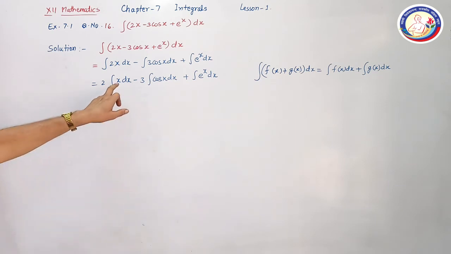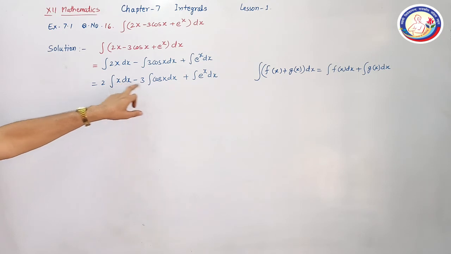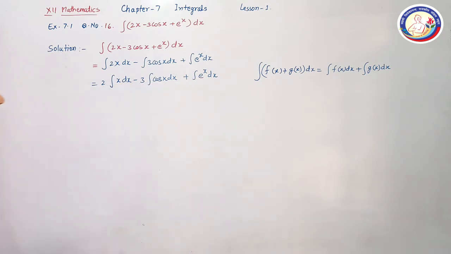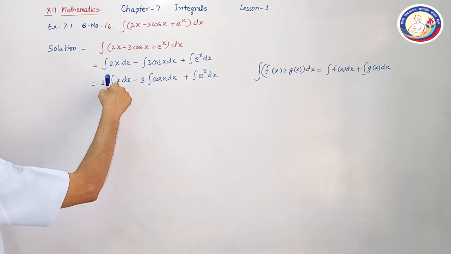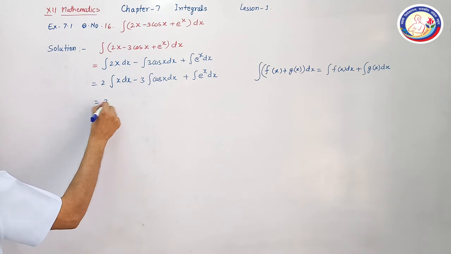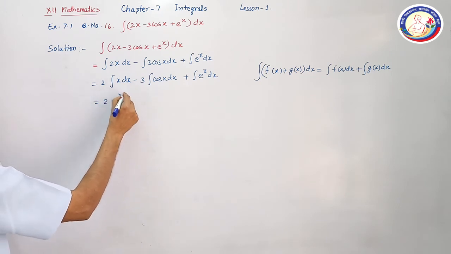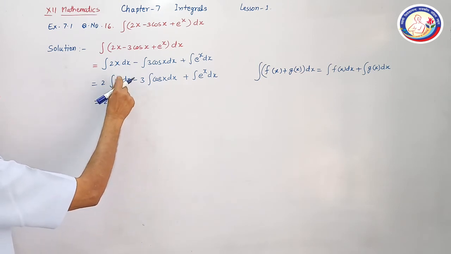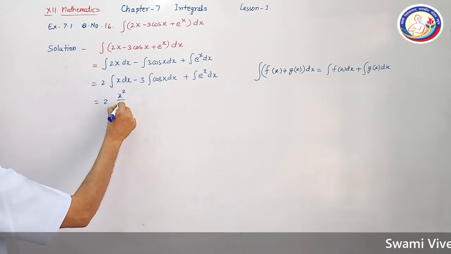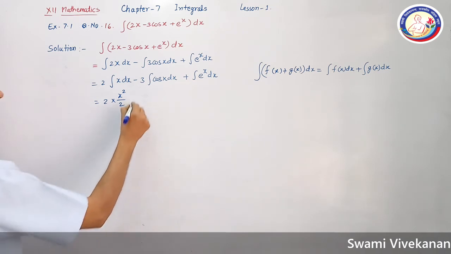Now we have the integrands, and generally these are derivatives of some functions. So what is the integral of x? The derivative of which function is x? This is x raised to power 2 upon 2. I am writing directly because x raised to power 1 plus 1 upon 1 plus 1 gives x square upon 2, and then minus 3.